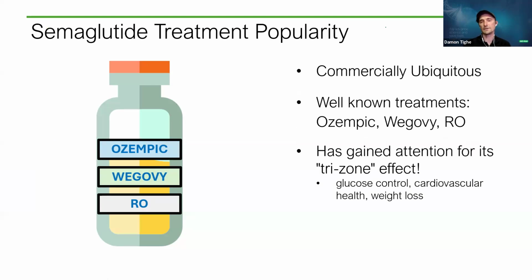And it gets a lot of attention because it has a kind of tri-zone effect. It's really good at controlling glucose levels. It also has some benefits when it comes to cardiovascular health. And then, of course, the one that has caused it to really, I feel like, end up in the limelight is its potential for weight loss control.